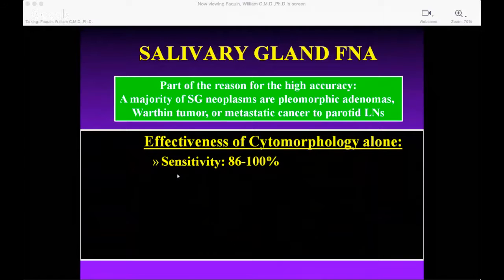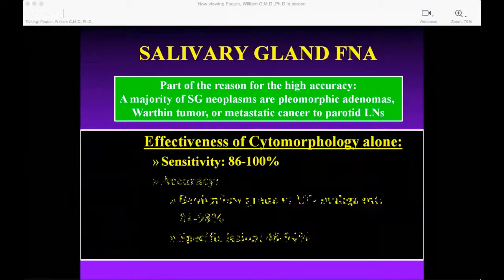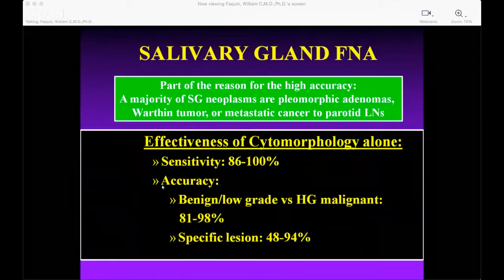Overall, the sensitivity of salivary gland FNA for cytomorphology alone is between 86 and 100%. So generally it's very good. And I say cytomorphology alone because there's also a role for frozen section in certain cases, and it's been shown that the combination of a prior FNA diagnosis plus a frozen section diagnosis leads to even greater accuracy in making a definitive classification.